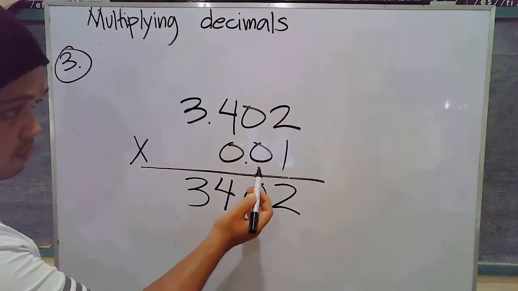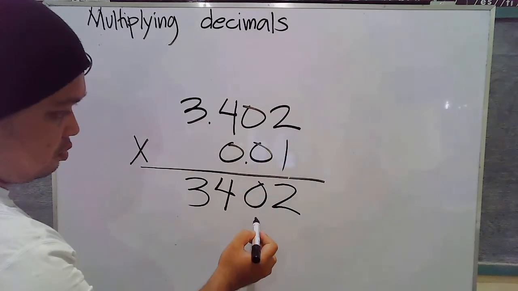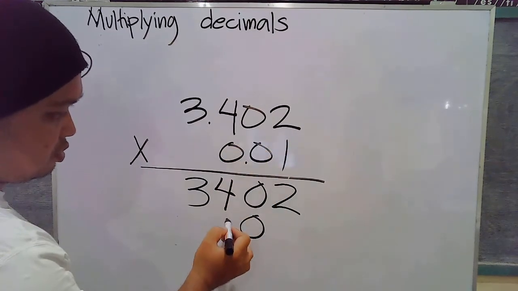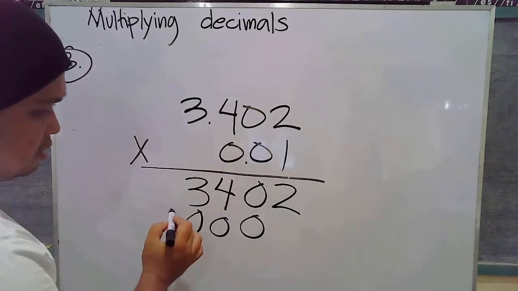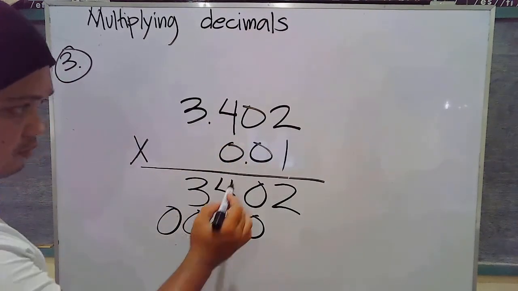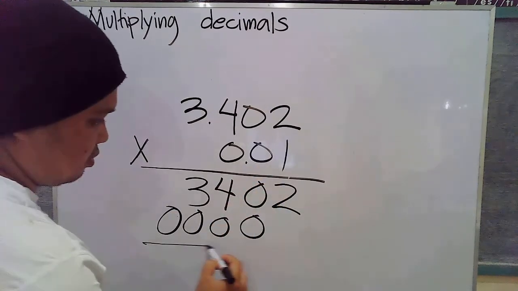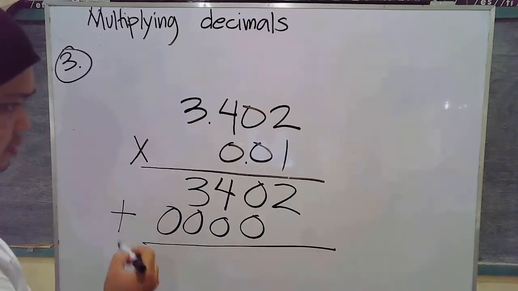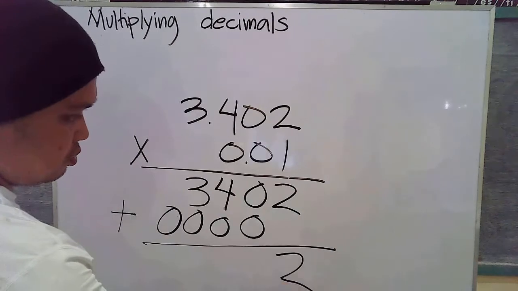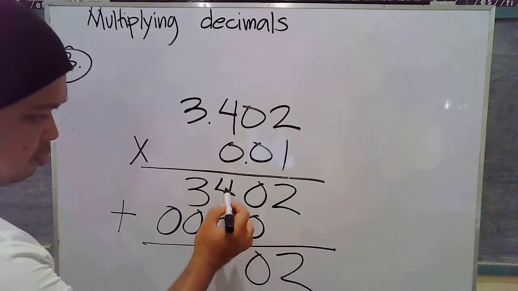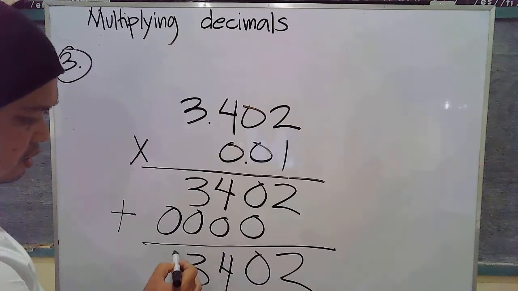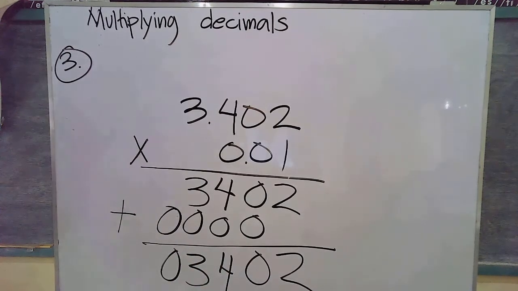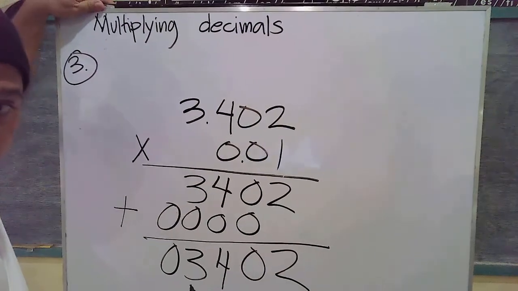Okay, next, we have 0 here. So 0 times 2 will be 0. 0 times 0 is 0. 0 times 4 is 0. 0 times 3 is 0. We have one digits. So let's add now. Bring down 2. 0. 4 plus 0 is 4. 3 plus 0 is 3. And 0. Okay? So the question is, where would we put the decimal point in our answer?